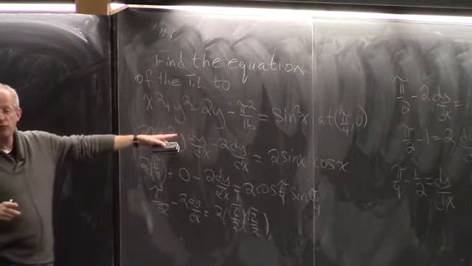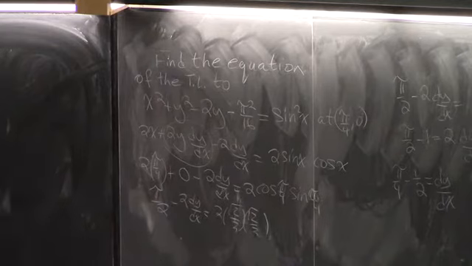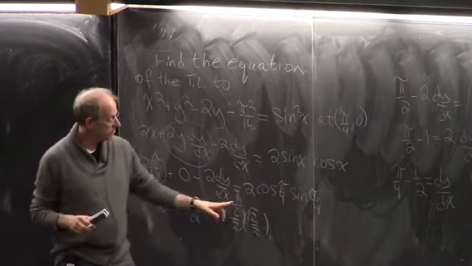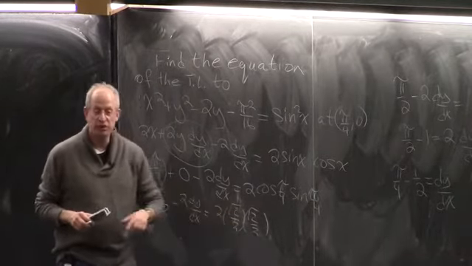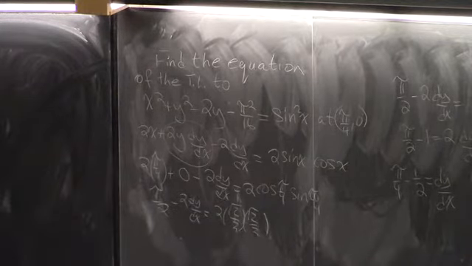Here we plug in 0 for y. So this becomes 0. Well, what's the square root of 2 times the square root of 2? 2 times 2 is 4. Divided by 4 is 1. Okay?